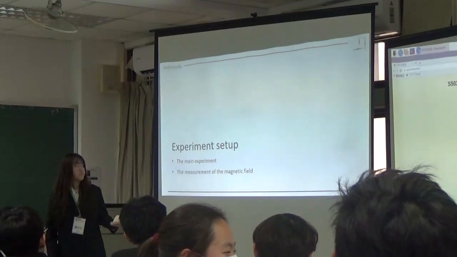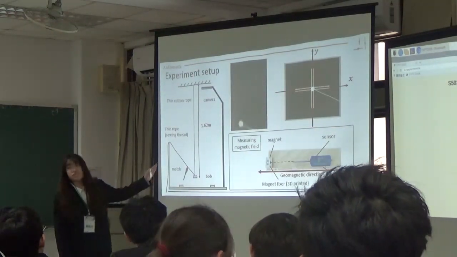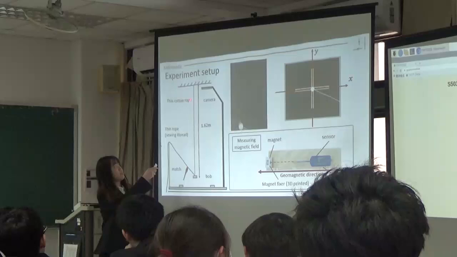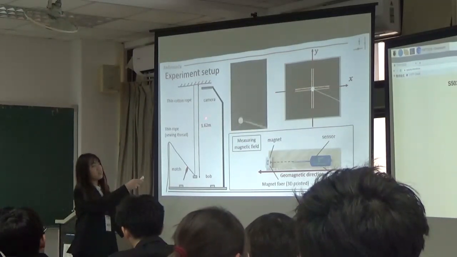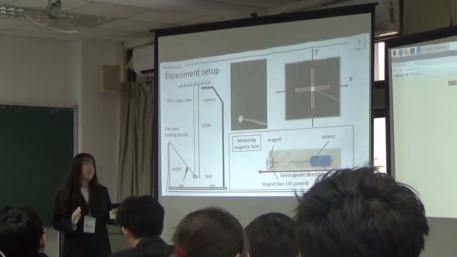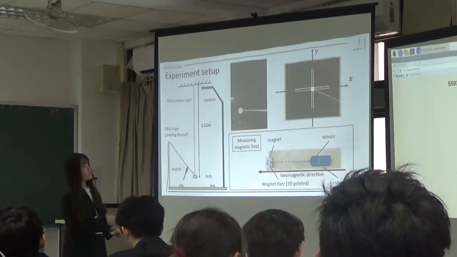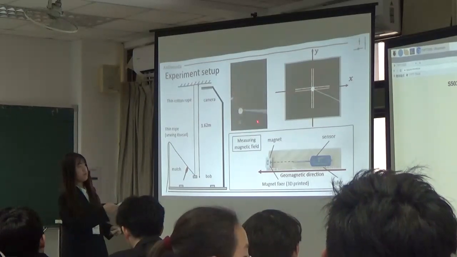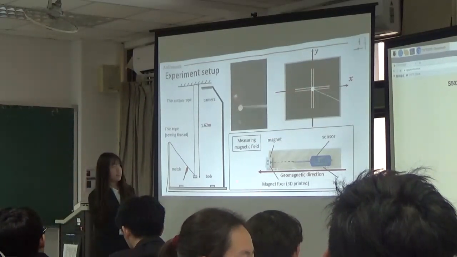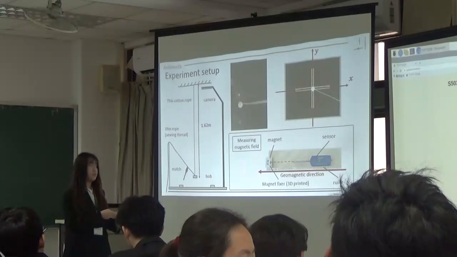And then it's our experiment setup. As you can see, I fixed the string on the ceiling and use a really long string to ignore the displacement in the z-axis. And also it's the way that we release the Bob, and this is the coordinate. And here is the measurement of the magnetic field.